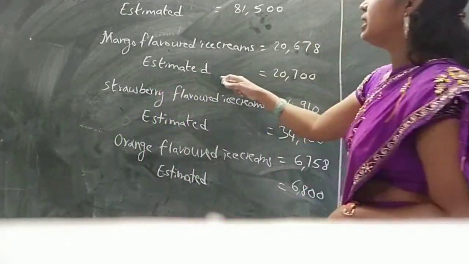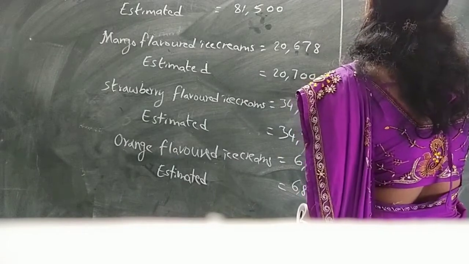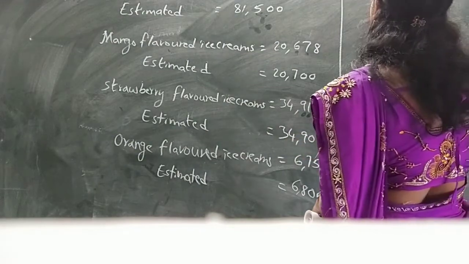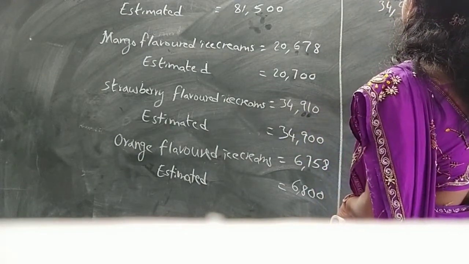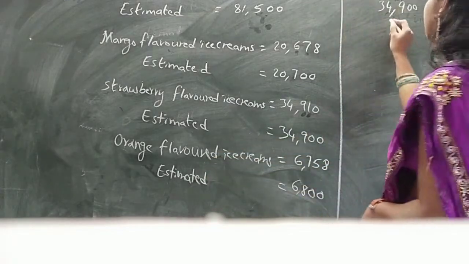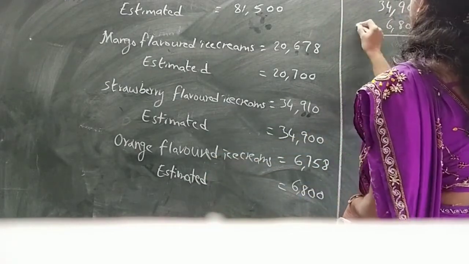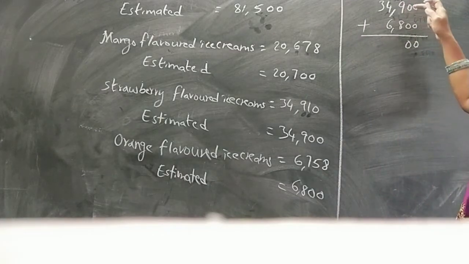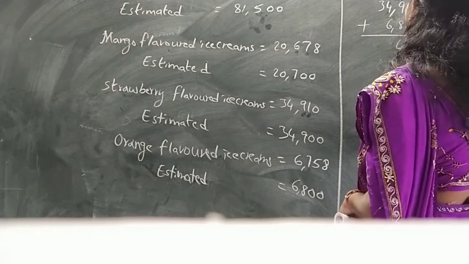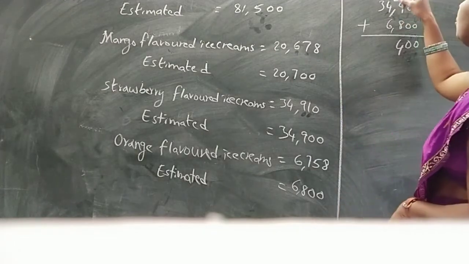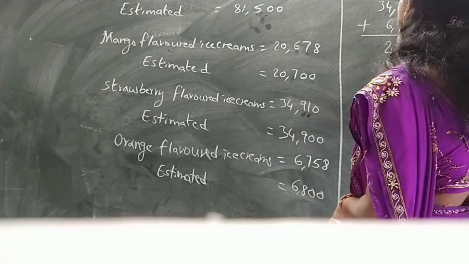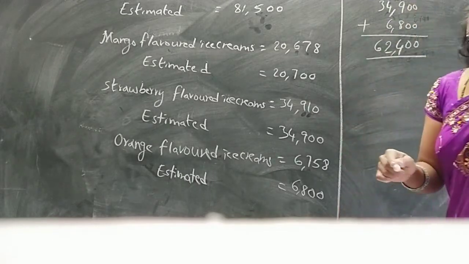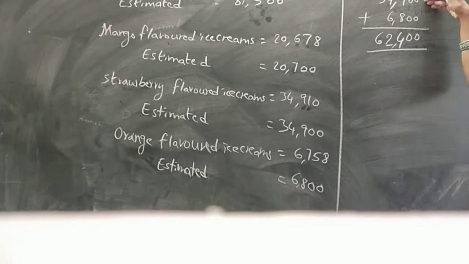So what are the estimated mango flavored ice creams? 20,700. Strawberry flavored ice creams estimated, 34,900. Next, orange flavored, 6,800. Total is what? 0, 0, 7 plus 9, 16. 16 plus 8, 24. 2 plus 0, 2. 2 plus 4, 6. 6 plus 6, 12. 1 plus 2, 3. 3 plus 3, 6. 62,400 total of mango flavored, strawberry flavored, and orange flavored.